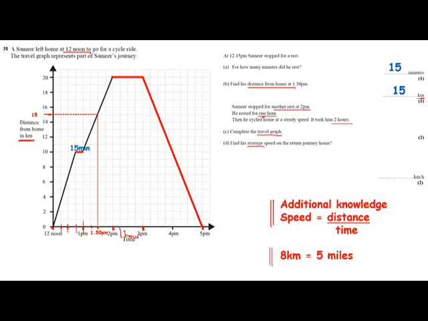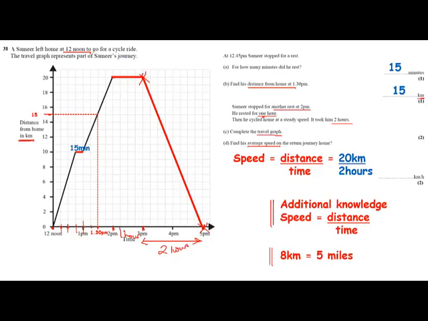Find his average speed on his return journey home. Now, speed is equal to distance over time. Okay, and his return journey home is the section from here to here. Okay, so I'm looking at that bit there, from there to there, those 2. How long did he take? How much time did he take? The question told us that he took 2 hours.